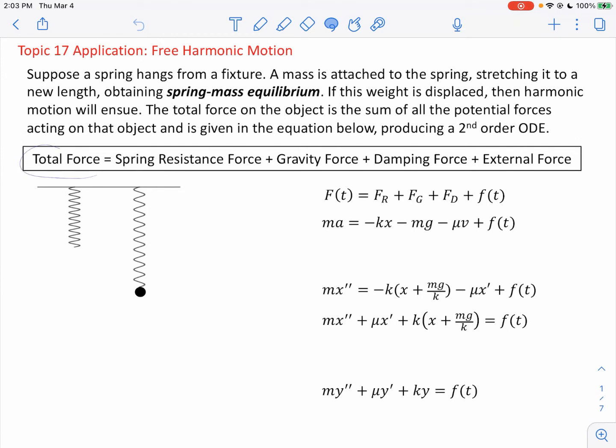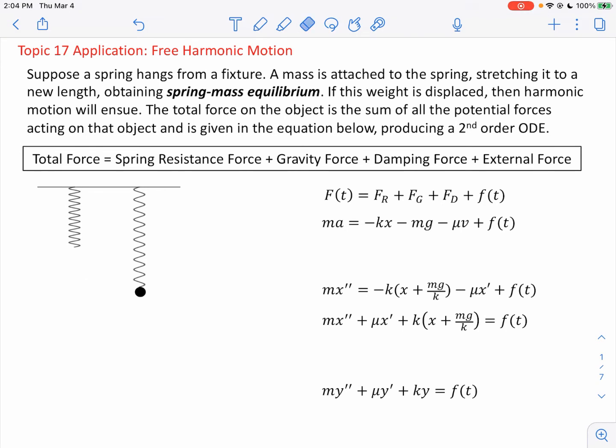So the total force, there's going to be four components. There's going to be the force of gravity acting on the object. There's going to be the spring resistance force. So if, for example, the spring has a certain length and you compress it, then there's going to be a force pushing back this way. Or if you stretch it, then there's going to be a force trying to pull it up this way.